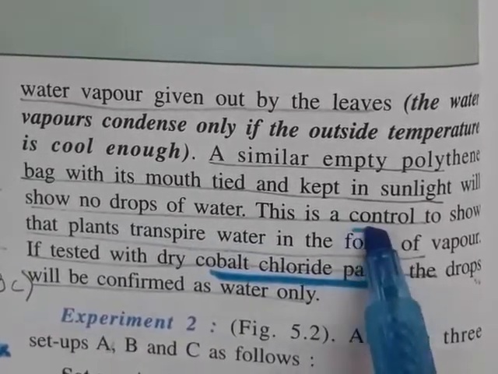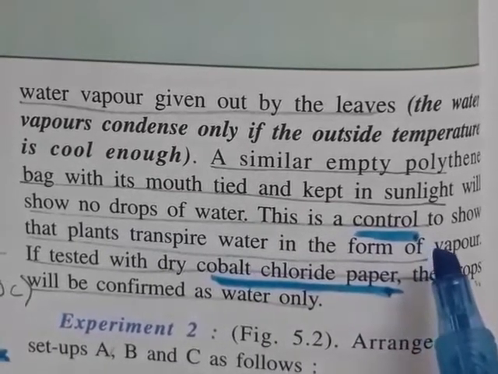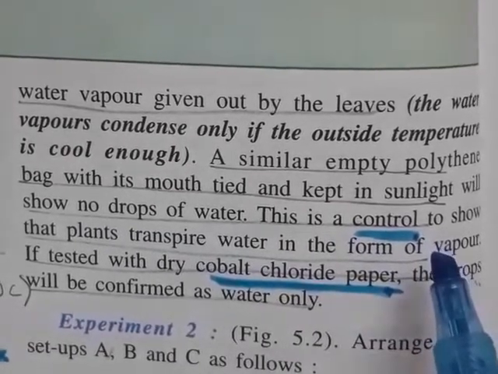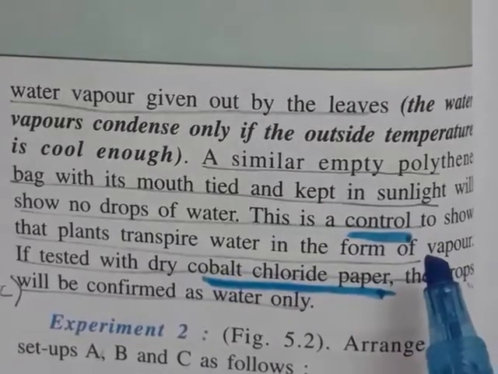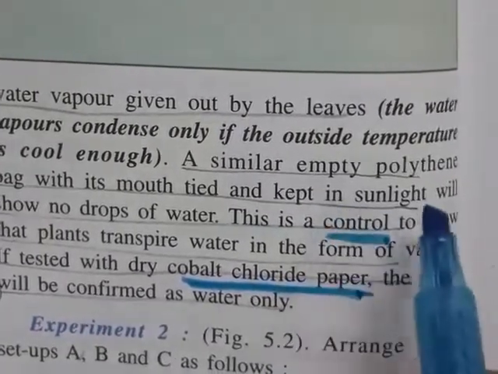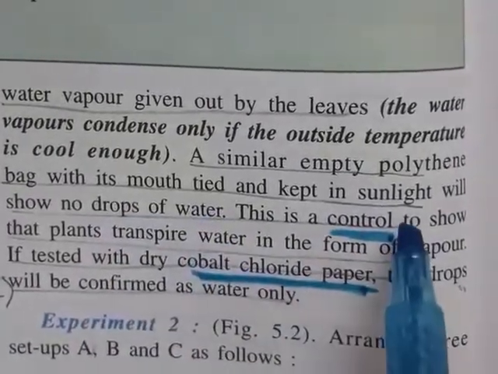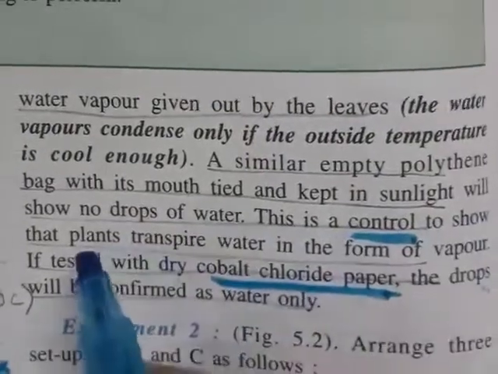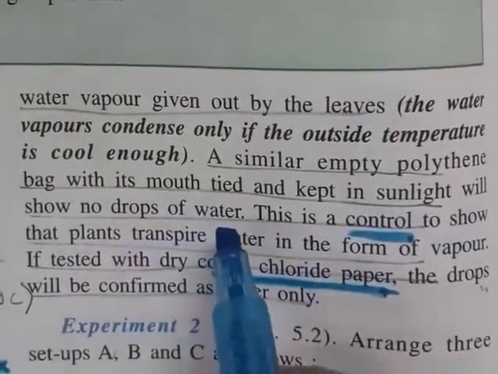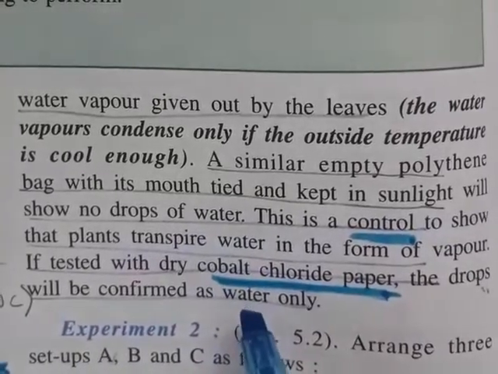Control experiment. I can take a similar experiment, that is a plant without leaves or an empty poly bag with its mouth tied and kept in sunlight, but it will show no drops of water. So this was your experiment 1.